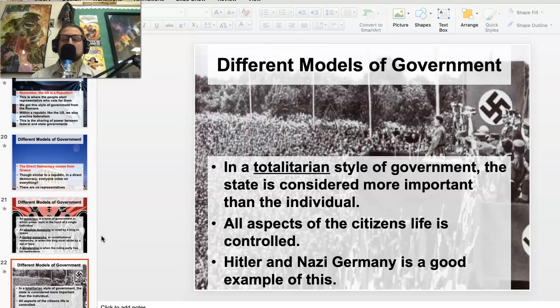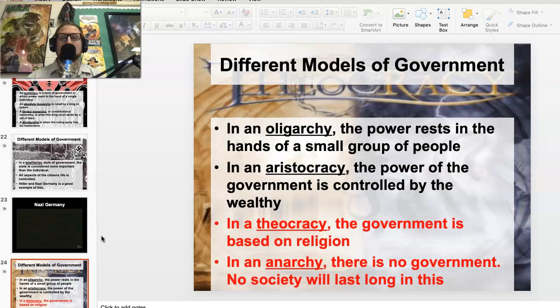Totalitarian is using the military as a police force to coerce your citizens to do things they otherwise wouldn't do. The most infamous version of a totalitarian government is the Third Reich, Nazi Germany under Adolf Hitler. Oligarchy, the rich control.